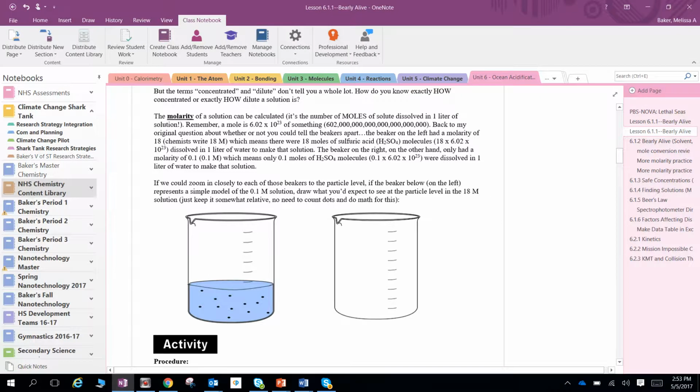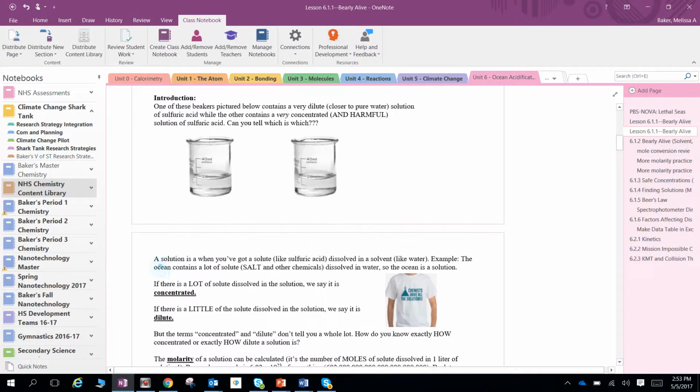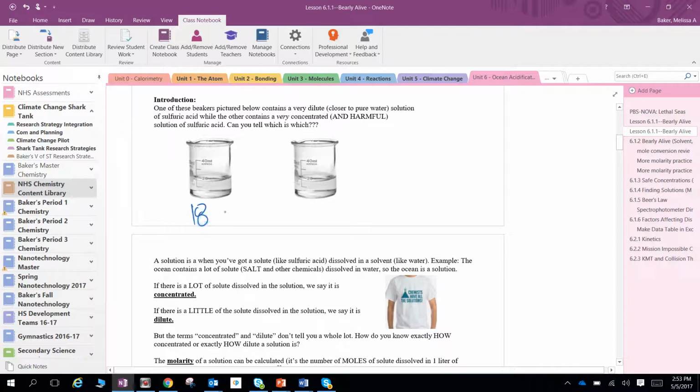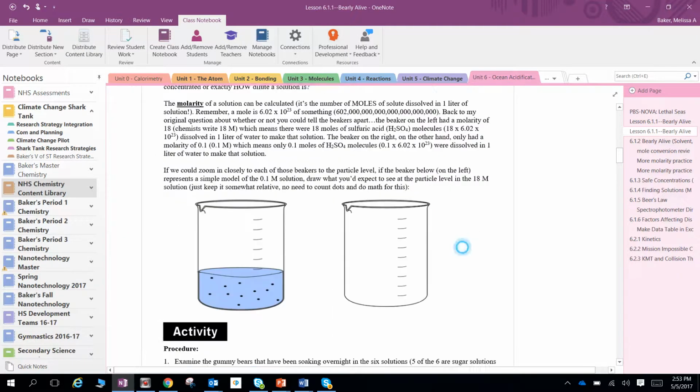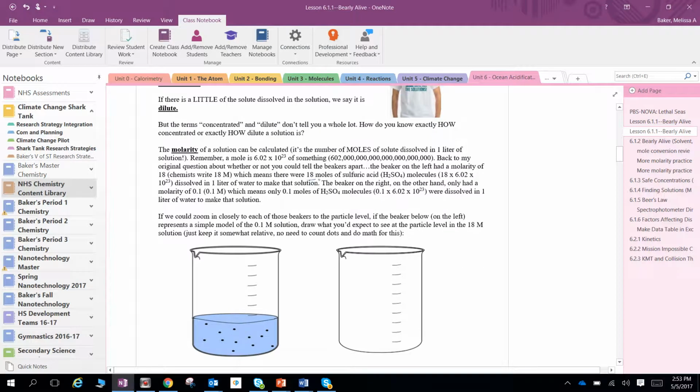So back to the question about could you tell the beakers apart? The beaker on the left is actually 18 molar sulfuric acid, and the one on the right is only 0.1 molar solution. So what that means is the one on the left has 18 moles, or 18 times 6.02 times 10 to the 23rd molecules dissolved in 1 liter of solution, while the beaker on the right only has 0.1 moles of molecules, 0.1 times 6.02 times 10 to the 23rd molecules dissolved in 1 liter of water to make that solution.